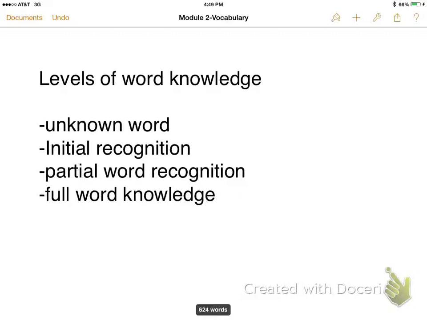So that's important to think about. What is the level of the word that the student understands? How does the student understand this word? Because that's going to tell me how I need to teach it and what I need to do.